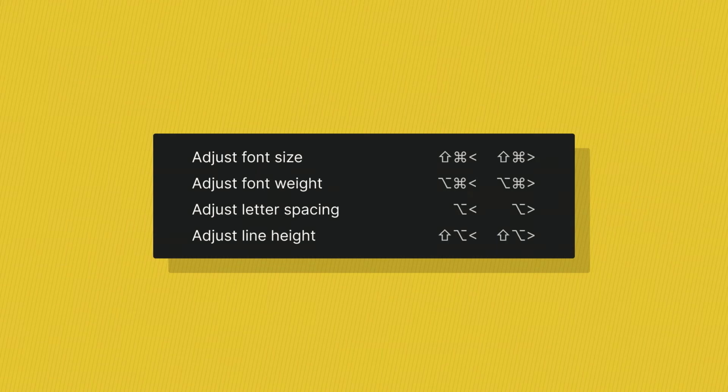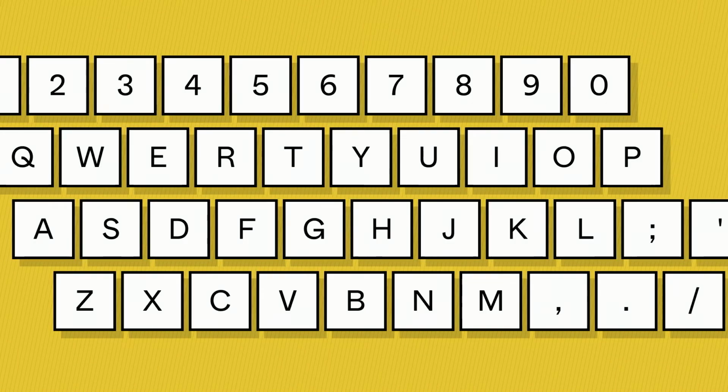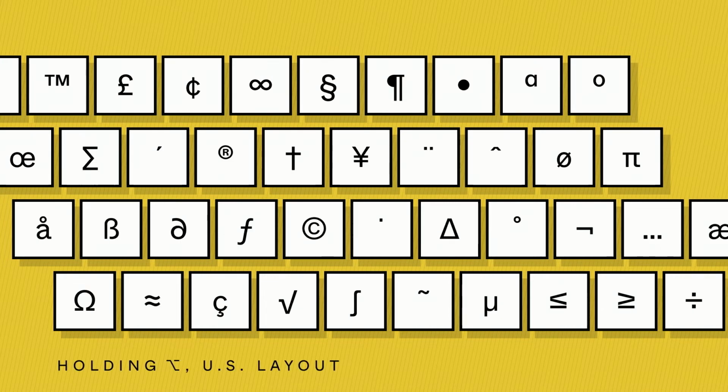And I don't know how many of you already picked up the third line, adjust letter spacing, option, angle bracket, option, angle bracket. Here's what happened on a Mac, if you happen to use a Mac. Mac has this secret typographical layer that you can access by holding option. So if you hold option, you can press a letter, and you get one of those predefined Unicode code points.